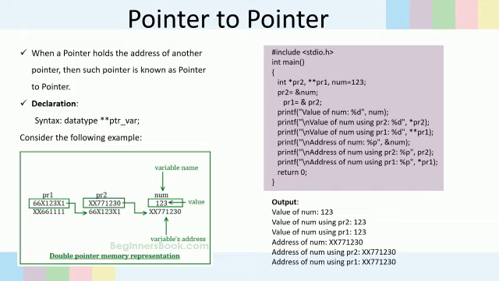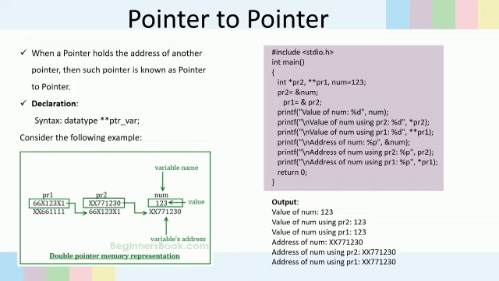Now let us see an example. Here pr2 is a normal pointer that holds the address of an integer variable num. There is also another pointer pr1 that holds the address of the pointer pr2. Here pr1 is the pointer to pointer and pr2 is the normal pointer.